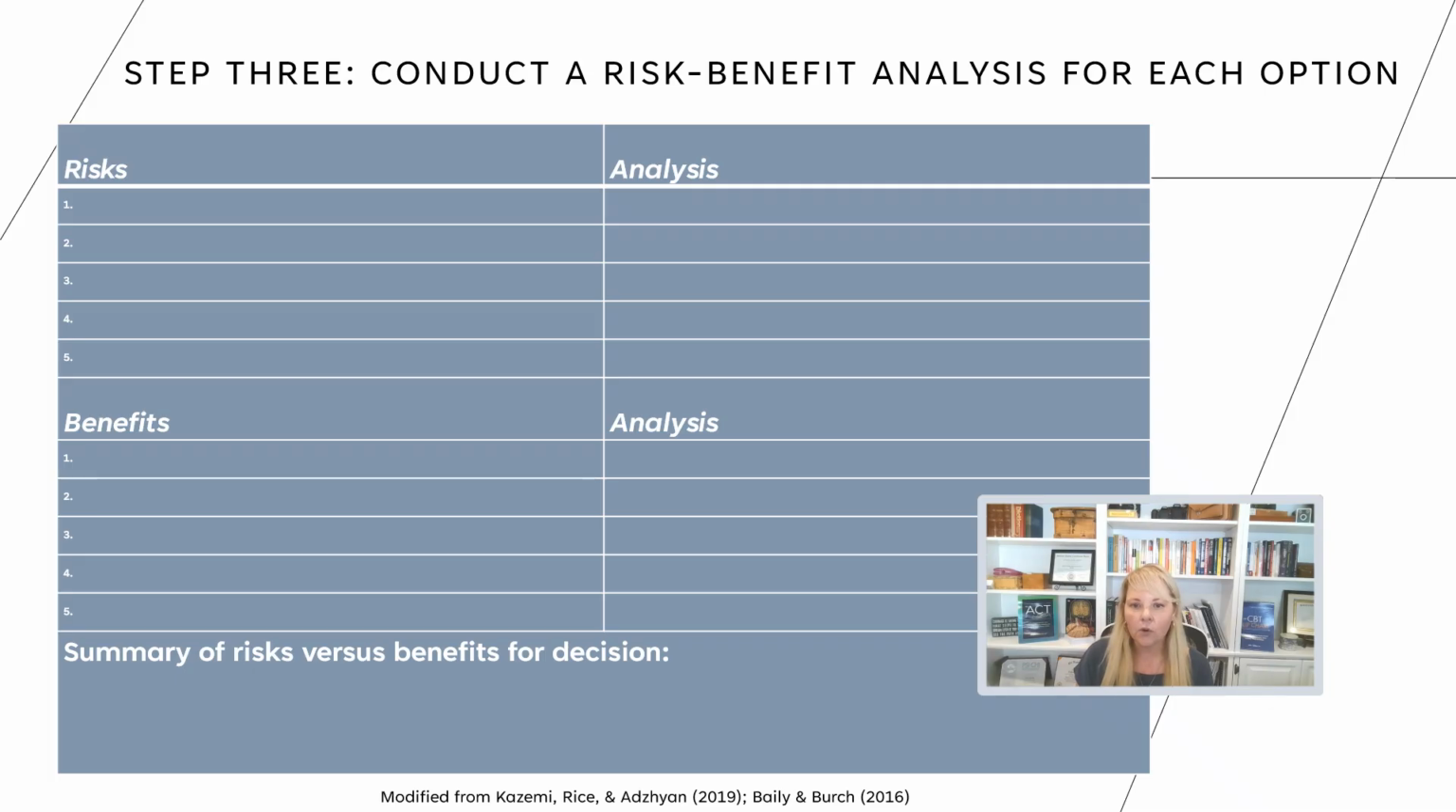The key is an organized structure for identifying the risks and benefits for each option, and for documenting your analysis and any relevant notes. Generally, I try to encourage identifying 3 or more risks and benefits. Once you have those written down, you summarize the risks versus the benefits in 2 to 3 sentences.